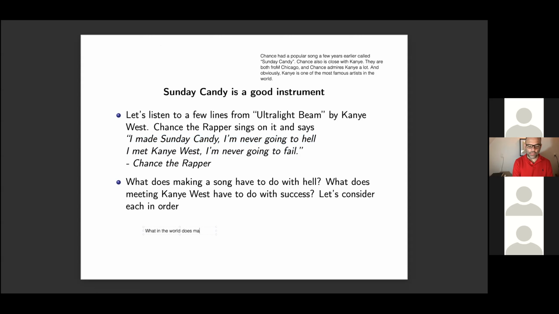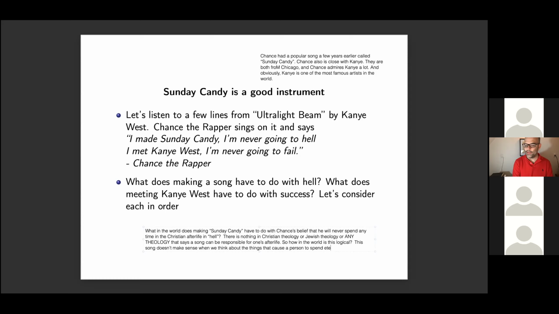So I'm going to say something. What in the world does making Sunday Candy have to do with Chance's belief that he will never spend any time in the Christian afterlife in hell? There is nothing in Christian theology or Jewish theology or any theology that says a song can be responsible for one's afterlife. So how in the world is this logical? This song doesn't make sense when we think about the things that cause a person to spend eternity in some location in any religion.